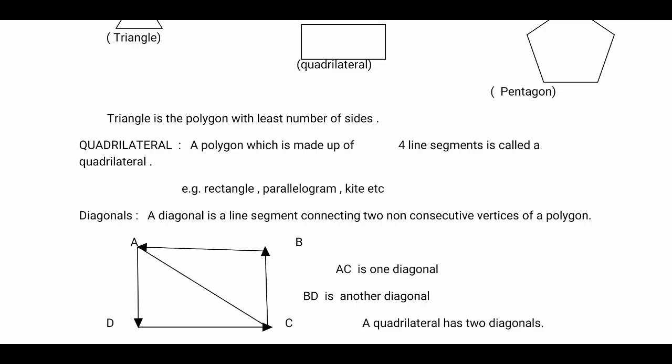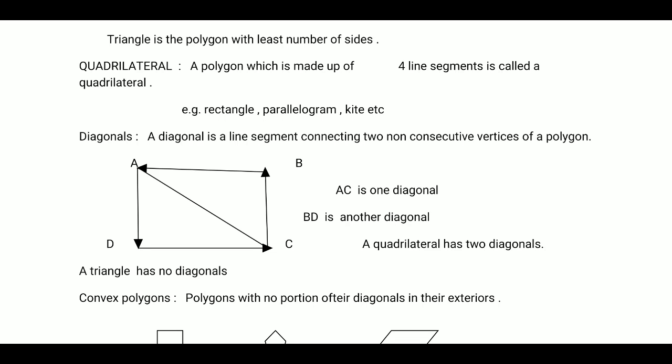Now, some definitions for quadrilateral. A polygon which is made of 4 line segments is called a quadrilateral. That means it is a closed figure made by 4 line segments. Examples are rectangle, parallelogram, kite type figure, etc.